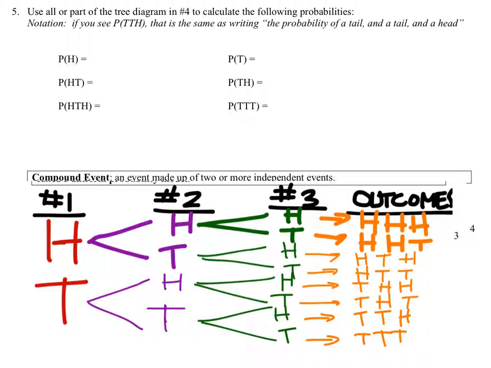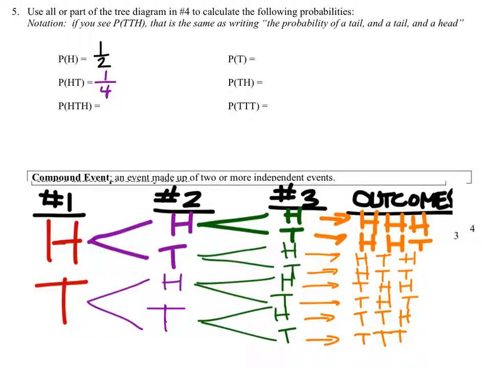Alright, we'll use all or part of the tree diagram for these. In fact, we figured some of them out already. The probability of just heads would be 1 out of 2 possibilities. The possibility of heads and then tails, for this one we're only looking at this row right here, and we can see right there that there's 4 possible outcomes. And for heads then tails, only one of them would be heads and tails out of the 4.